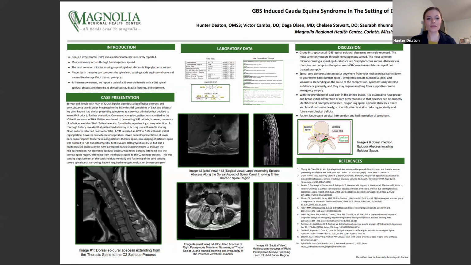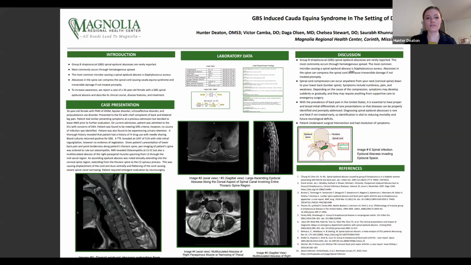So today I would like to present to you a case of GBS-induced Cauda equina syndrome in the setting of DKA. The patient presented to us with the main complaints of back pain and lower extremity pain. Of note, she came to the hospital previously with similar symptoms, but she left against medical advice before we could do a further workup. But on this admission, the patient continued to have low back and extremity pain, but the picture was blurred by the admission for diabetic ketoacidosis.